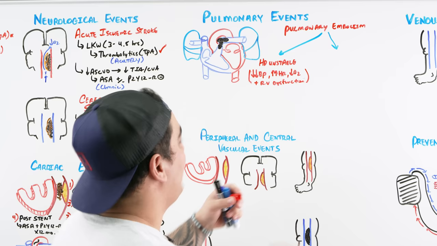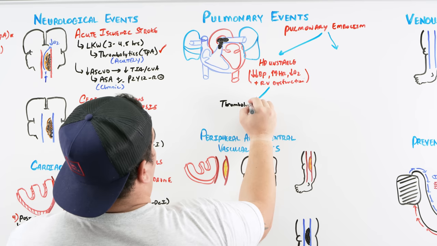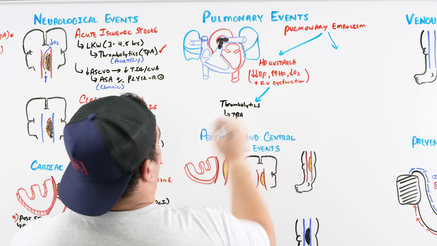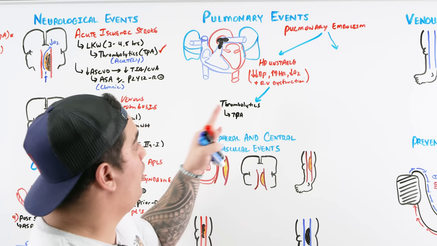And so in this scenario, if they are hemodynamically unstable, we are going to do thrombolytics. So this would be an indication for your thrombolytics, for example, your TPA molecules. Okay, so it's not a time factor, as we talked about with an acute ischemic stroke, or for a STEMI and PCI capabilities, it's dependent upon the hemodynamics of the patient. If they're hemodynamically unstable, thrombolytics, as long as they don't have a contraindication.